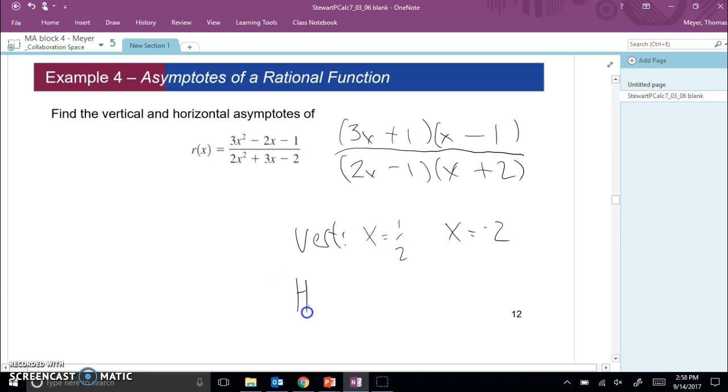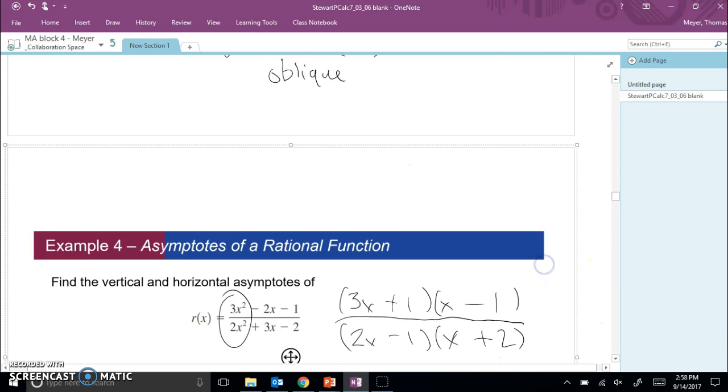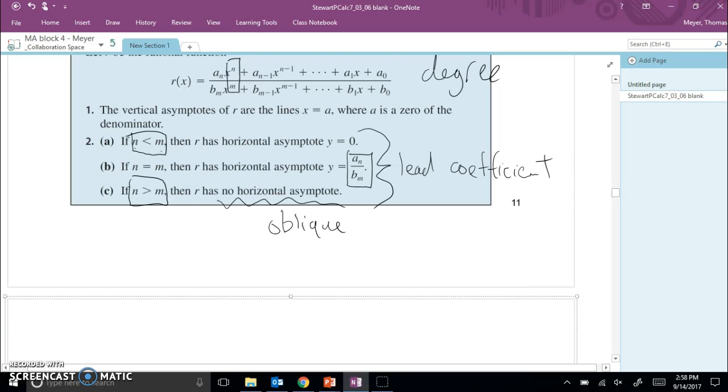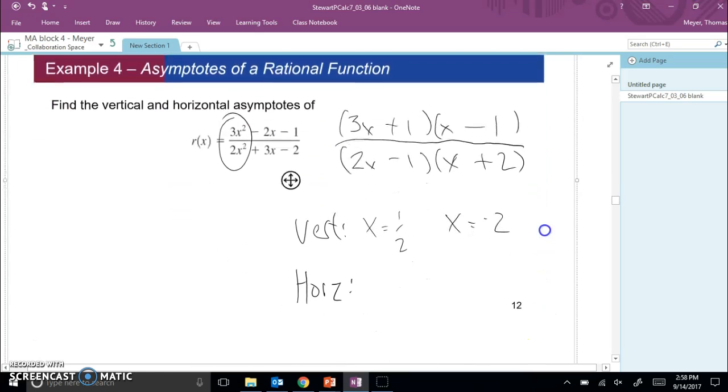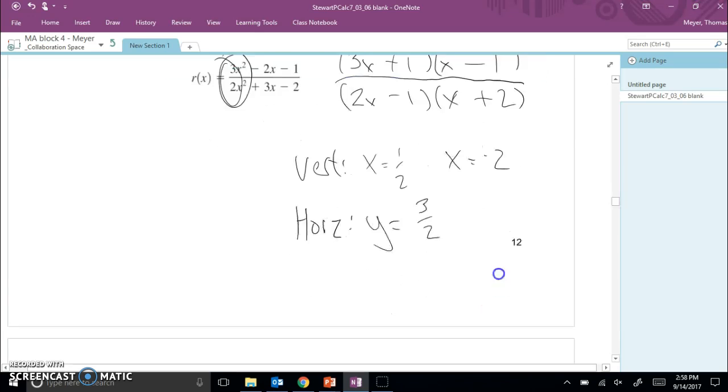Horizontal asymptotes are going to occur, in this case, notice the exponents are the same. So if you revert back to this listing up here, that means that we use the ratio to determine the horizontal asymptote. Y equals 3 over 2. It's just as simple as 3 over 2. So that's how you find the horizontal and vertical asymptotes.